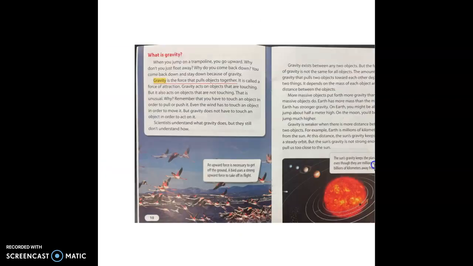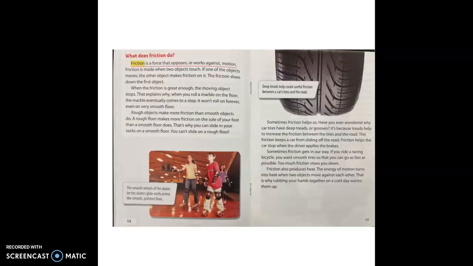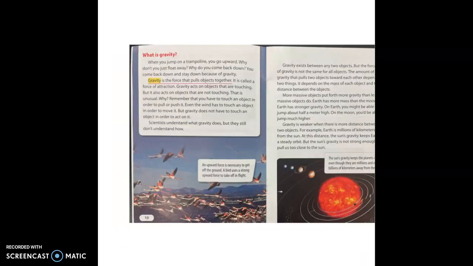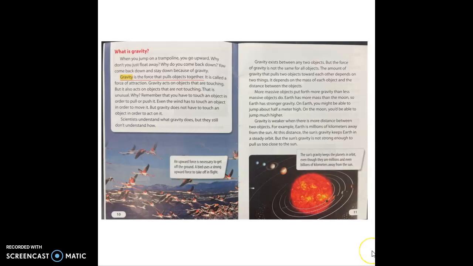What is gravity? When you jump on a trampoline, you go upward. Why don't you just float away? Why do you come back down? Well, you come back down and stay down because of gravity. Gravity is the force that pulls objects together. It is called a force of attraction.